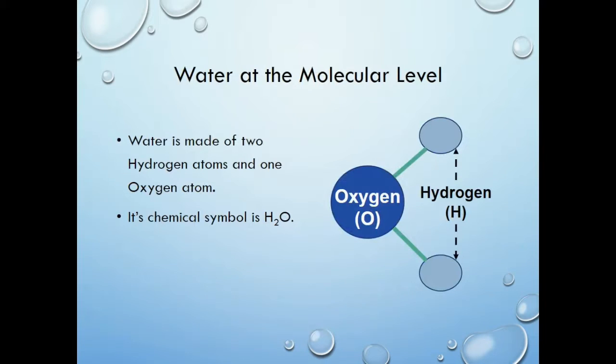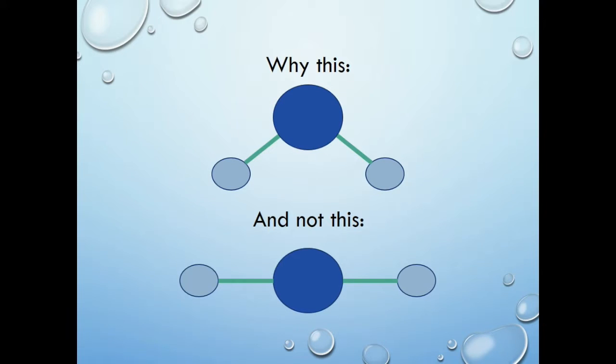At the molecular level, water is made up of 2 hydrogen atoms and 1 oxygen atom. The chemical symbol for water is H2O. The molecular structure of water is bent at an angle of 104.5 degrees rather than a straight line. Why is the molecule bent? Think about your knowledge of electrons in each of these elements. Pause the video and take a few minutes to brainstorm with your classmates.